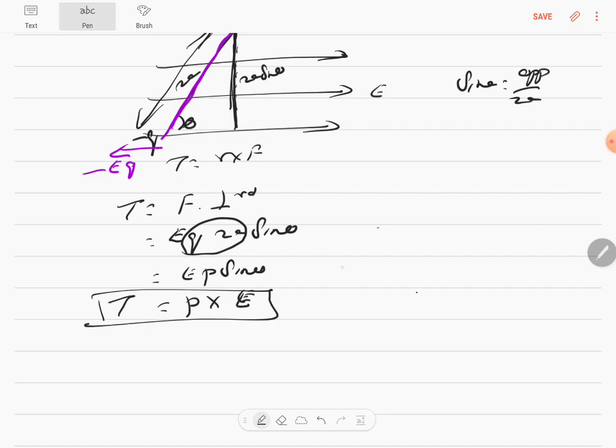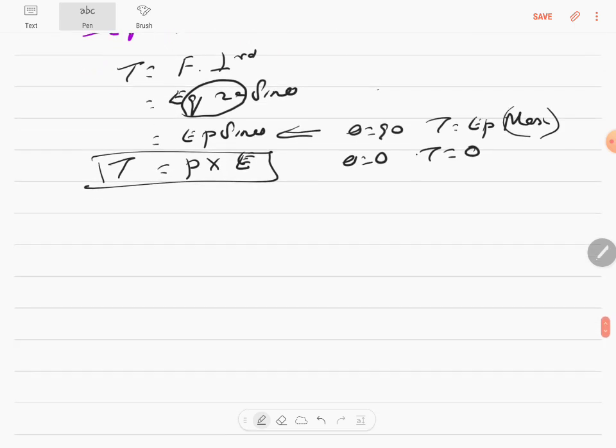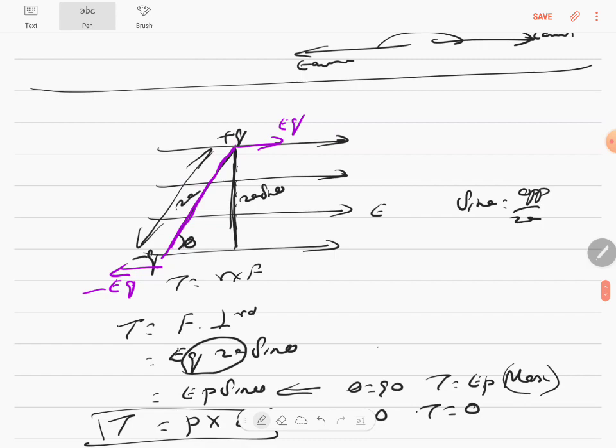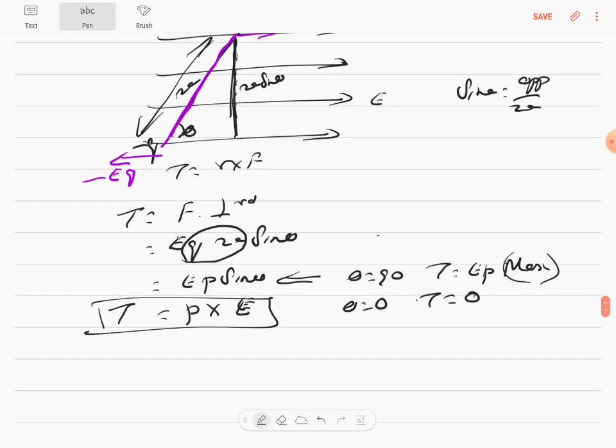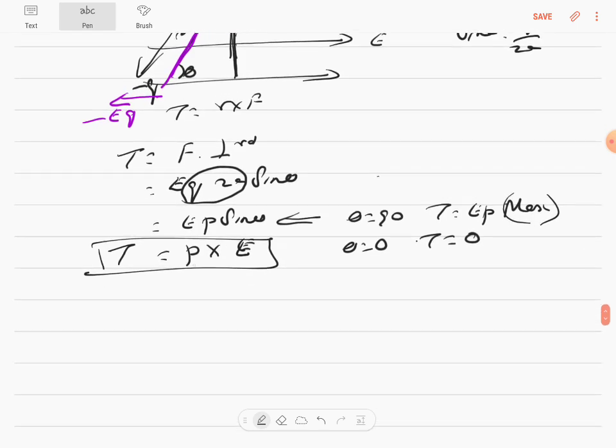And you know, case study: theta is equal to 90, sin theta will be 1, and torque will be equal to EP, which is the maximum torque. And when theta is equal to 0, the torque itself will be 0. These are the two case studies you have. Next, this is about what happens when a dipole is placed in a uniform electric field, it produces a torque, and the value of the torque is dipole moment cross electric field.